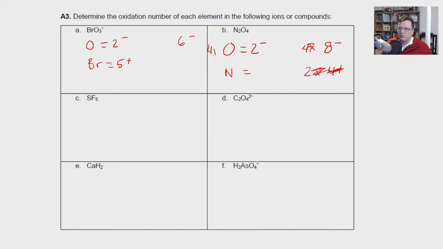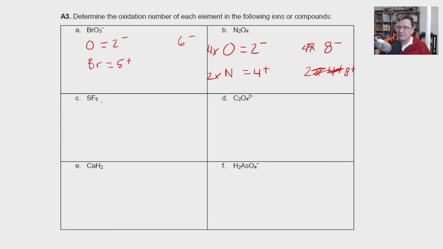Let me put that right. 4 times that, so it's going to be 2 times that. And so if you want this to be 8+, then it has to be 4+ for the nitrogen, which again isn't terribly unreasonable. There's 5 available in that case. But that gives you an idea of what the charge is. So all we're doing is simply balancing those out overall.